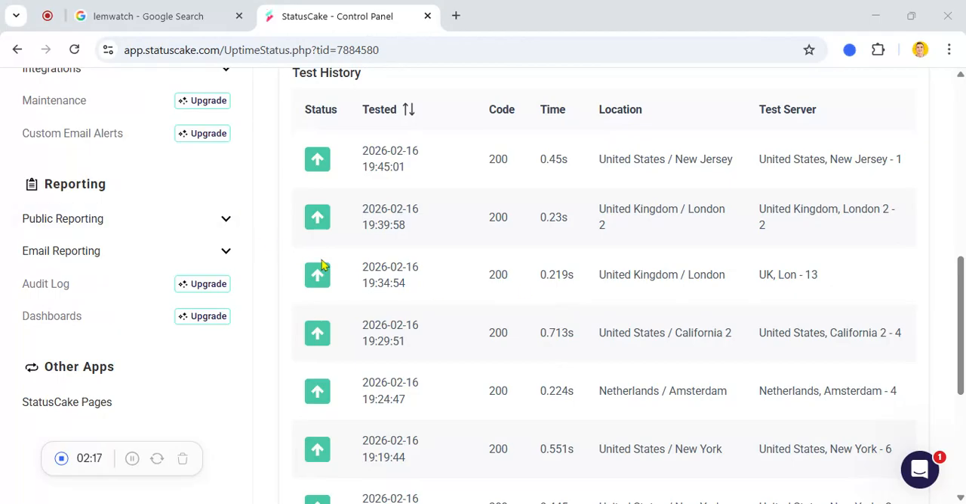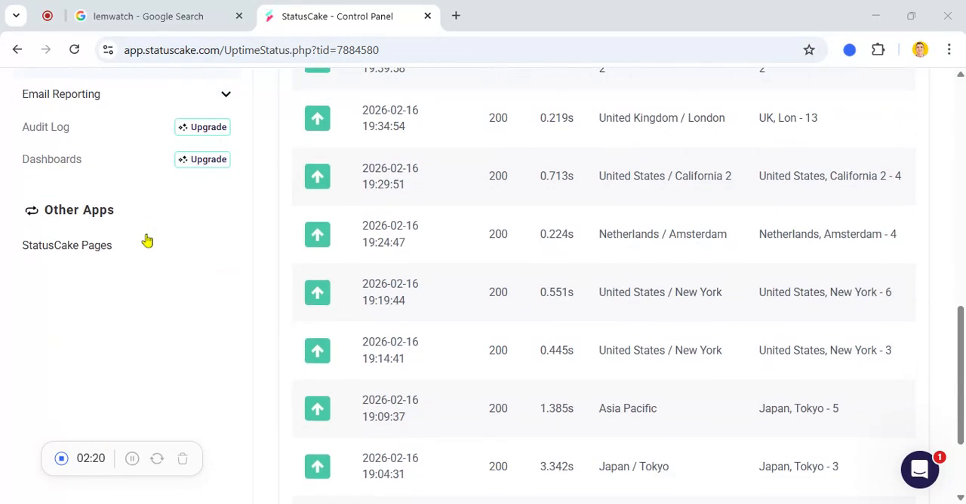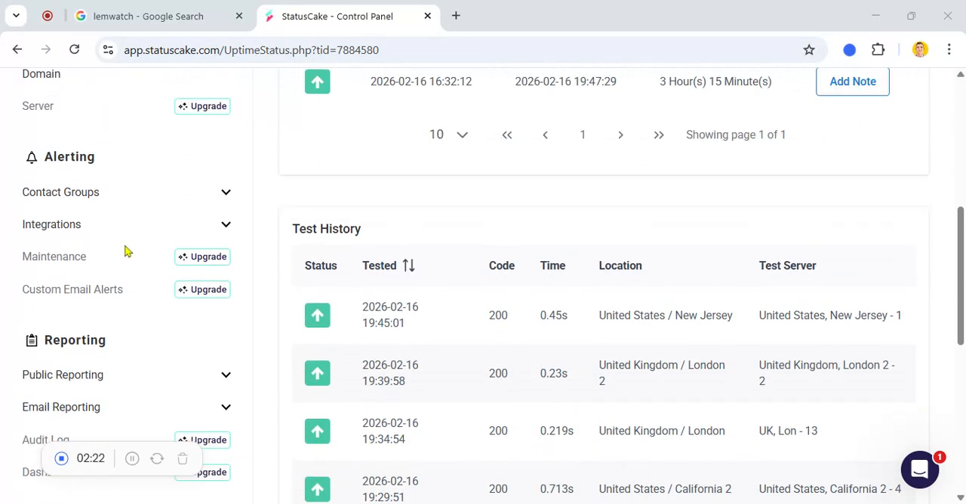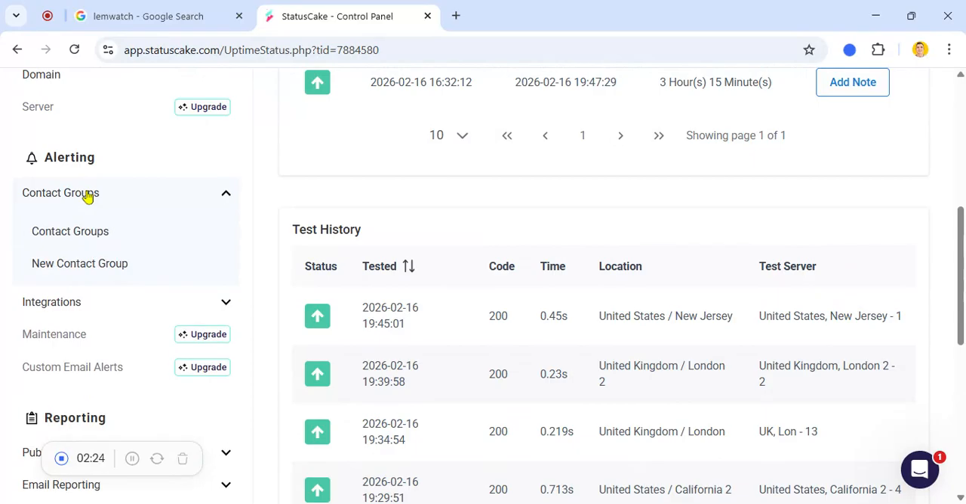Mistake number two is using default alert settings. Another very common issue is relying only on basic email alerts. Why does this happen? Because default settings feel sufficient during your initial setup. But in real situations, emails often get missed, delayed, or buried in inboxes. So what's the result? It results in your team not responding quickly when downtime actually occurs.